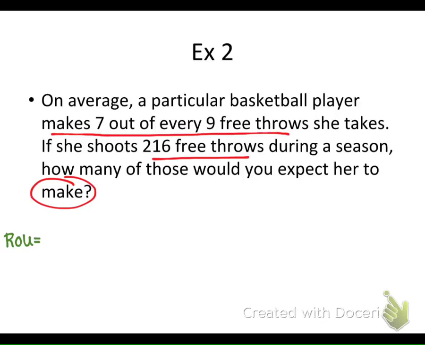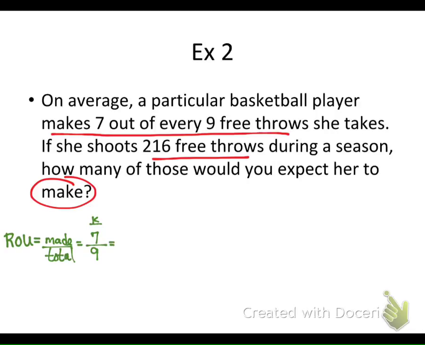So we're going to do it like this. We're going to put made and then the total. Does that make sense? So made are the ones she actually made out of the total number she actually shot. So then we're going to do the know. What do we know? What ratio? 7 out of every 9. So is 7 going to be my top or my bottom number? 7 top. And then 9 bottom. So she shot 9, she made 7.